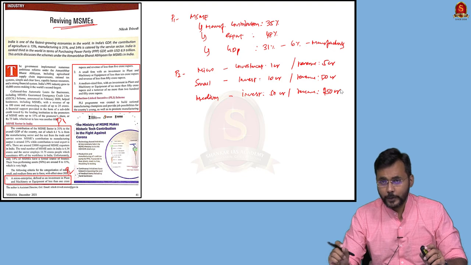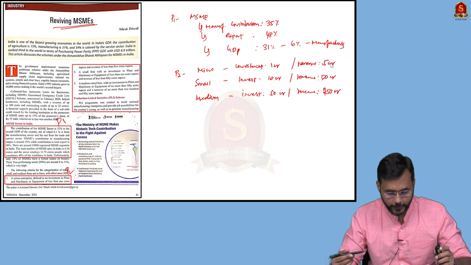Don't get confused where UPSC can play with you. How they can play with you is they can take this term revenue and put it as profit. It's wrong. Profit is different from revenue. So keep that in mind. These are some of the factual information of what is micro, small and medium enterprise and the definition of the government.